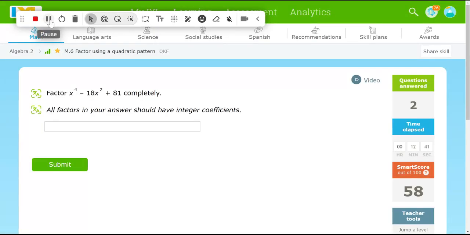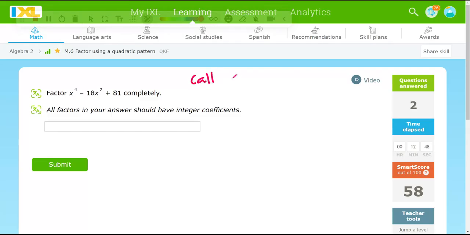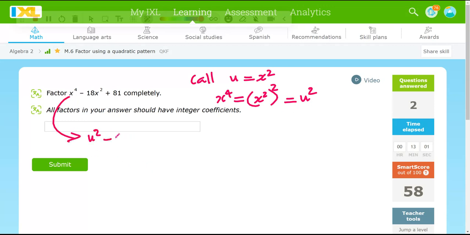Alright, so similarly, you can call u equal x squared. So x to the 4 means x squared and squared one more time, so equal u squared. So from here I can write u squared subtract 18u plus 81. So this is your A, B, and C. A equals number 1.